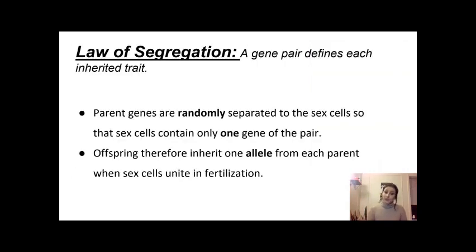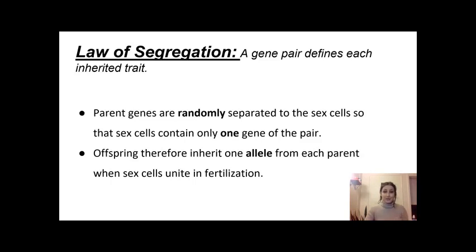Okay, so for the law of segregation, a gene pair defines each inherited trait. So a trait is defined by a gene pair, meaning parent genes are randomly separated to sex cells that contain only one gene in the pair, and the offspring inherit one allele from each parent. So we as people have 2 alleles in us because we're one being, and then if I were to have a kid, I would pass one allele at random, and the man that I would be with would pass one allele as well, and when we have an offspring, that offspring would have 2 alleles at random from us. That's basically what the law of segregation means, and it's at random.